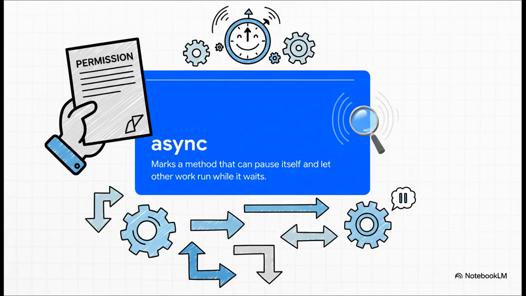Next is the async keyword. This is kind of like putting a little sign on your method that says, hey, just a heads up, this function might need to wait for something. But don't worry, it knows how to pause politely and let other stuff happen. It's basically the permission slip that allows for all this non-blocking magic.